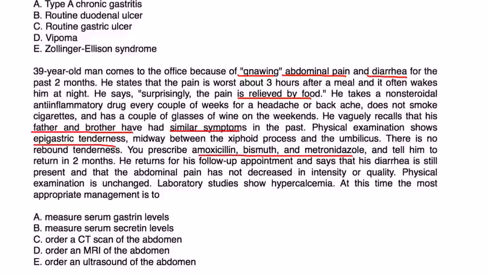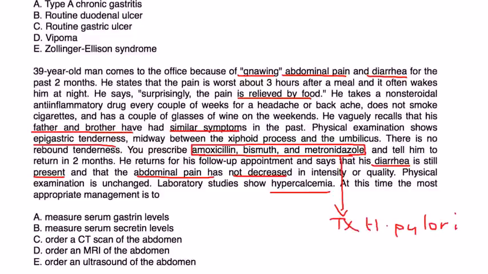He returns for his follow-up appointment and says that his diarrhea is still present and that the abdominal pain has not decreased in intensity. Physical exam is unchanged. Lab studies show hypercalcemia. At this time, the most appropriate management is... Well, what the doctor initially did right here with those 3 meds is treat him for H. pylori, because that's one of the more common scenarios that will cause these types of symptoms, but it didn't help.